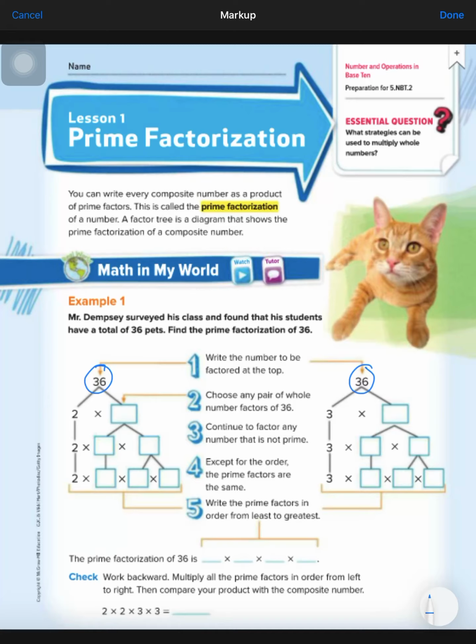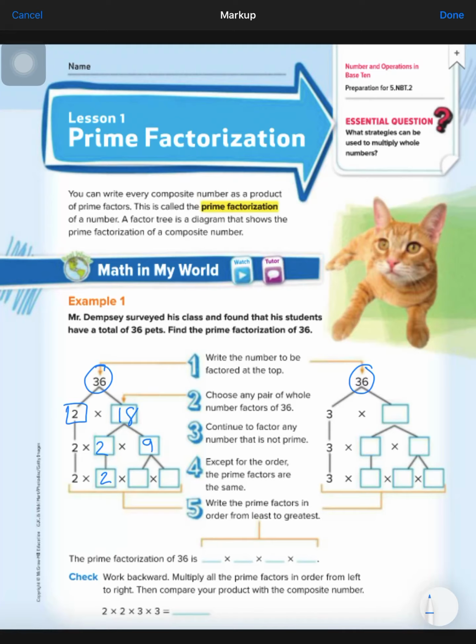So let's do the 2 and the 36. So you choose any pair of whole number factors of 36. So what times 2 gives us 36? 18, right? Okay, and then we're just going to keep bringing the 2 down because guess what? 2 is already a prime number, so it cannot be broken down anymore. What about 18 though? 18 can be broken down. It can be broken down into 2 and 9, right? 2 times 9 equals 18, okay? Then, oh, I see another 2. 2 cannot be broken down anymore, so I'm going to bring it straight down.